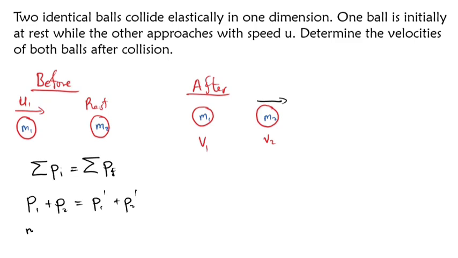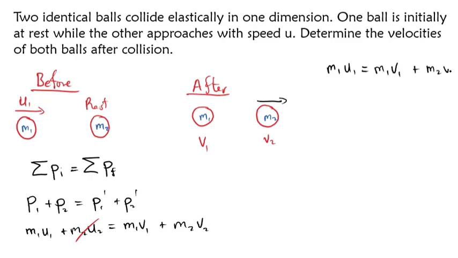This is m1 u1 plus m2 u2, equal to m1 v1 plus m2 v2. So before collision, the second ball was resting, so it had a velocity of 0. So this will obviously cancel out. So if that's the case, we only remain with m1 u1 being equal to m1 v1 plus m2 v2.